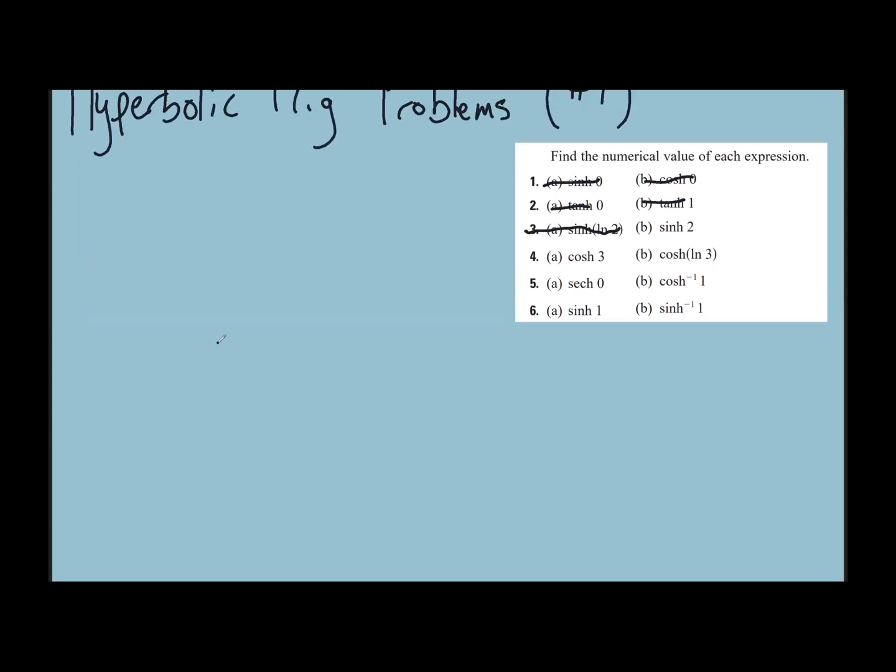Hyperbolic sine of 2. Negative e to the negative 2 plus e to the 2 over 2. Well, this is just a plug-in, right? You just do negative 1 over e squared plus e squared, divide the whole thing by 2. So you just plug that in. There's nothing special about that particular one. Should be, I don't know, about 3.6. 3.63 is what I wrote down.